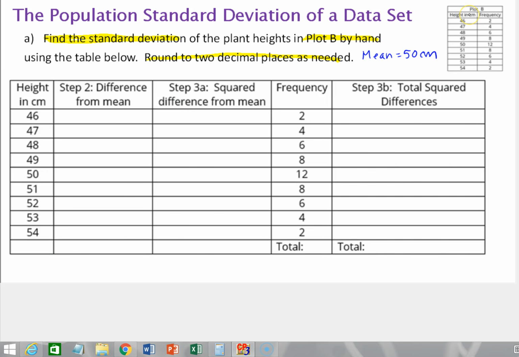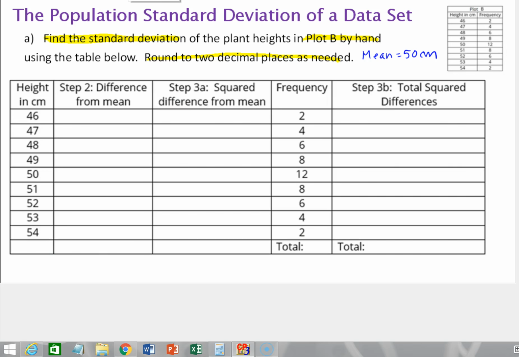So the data for plot B is up here, and it's really small, but this shows how you would put this in your chart. Finding a population standard deviation isn't really hard. It's just that it's a lot of steps, so you need to keep track of your computations as you go, and this is a good way to do so. So you put in the first column your height in centimeters, 46 through 54, and we'll need the frequencies in this row, so I put the frequencies here.